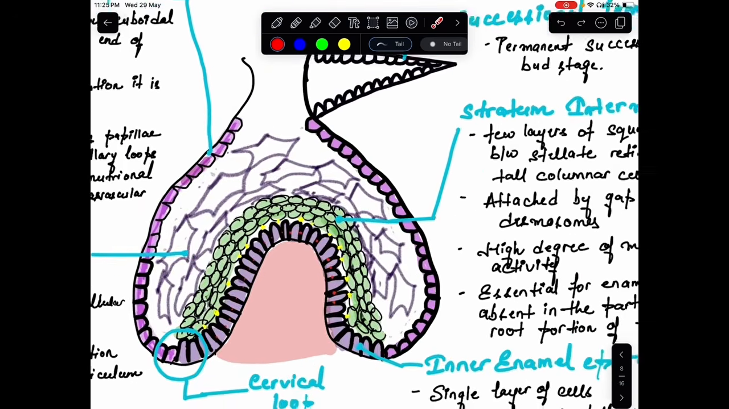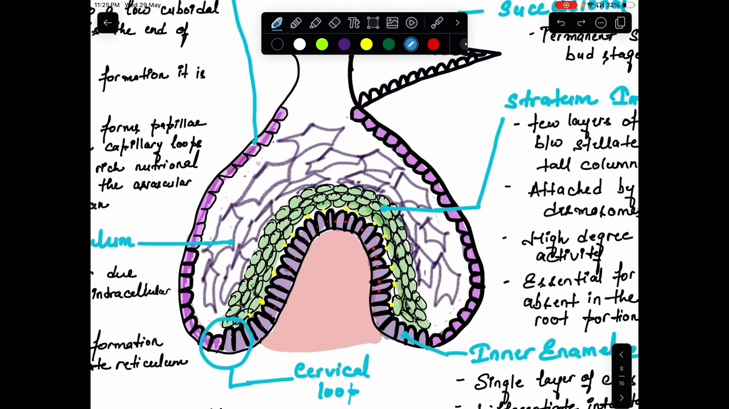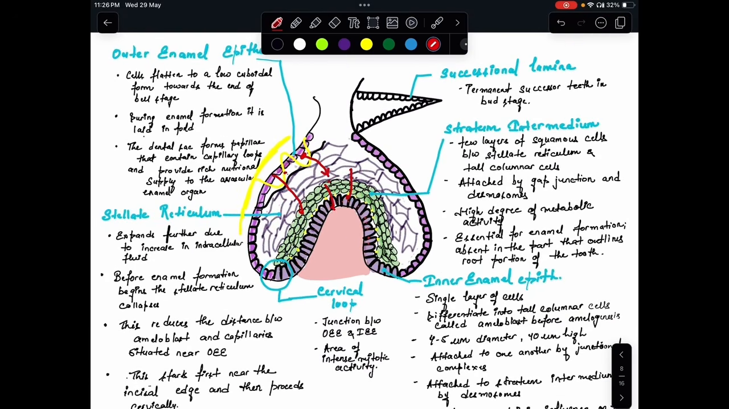I'll just draw a tiny diagram of what will happen to the enamel organ. The stellate reticulum has collapsed. The outer enamel epithelium has now come closer to the inner enamel epithelium. This portion is the dental sac. It is outside, and it will try to get in here. It will form papillae, and it has a lot of capillary supply. So the capillaries will try to supply the inner enamel epithelium and the stratum intermedium. So this is what will happen.